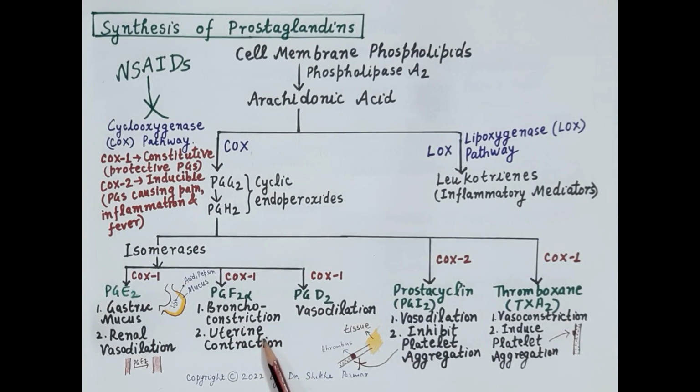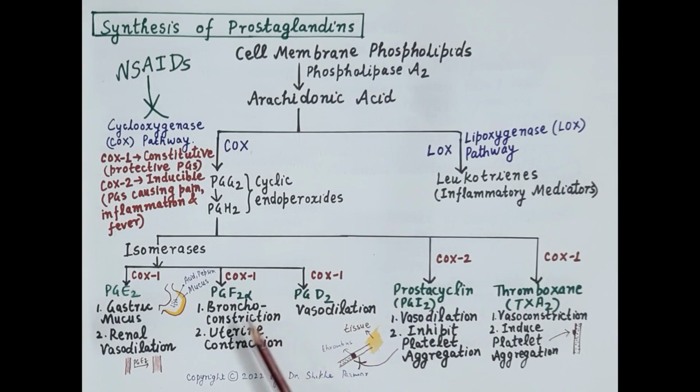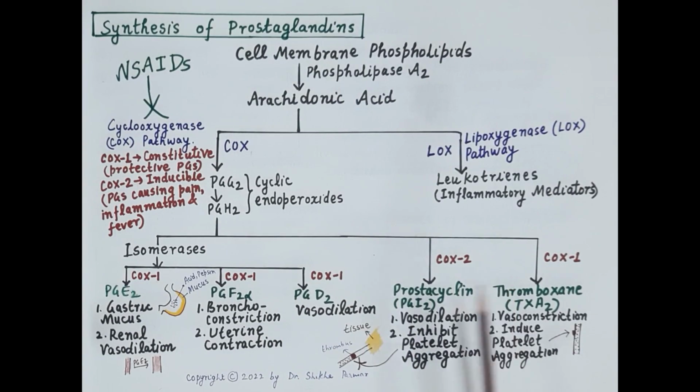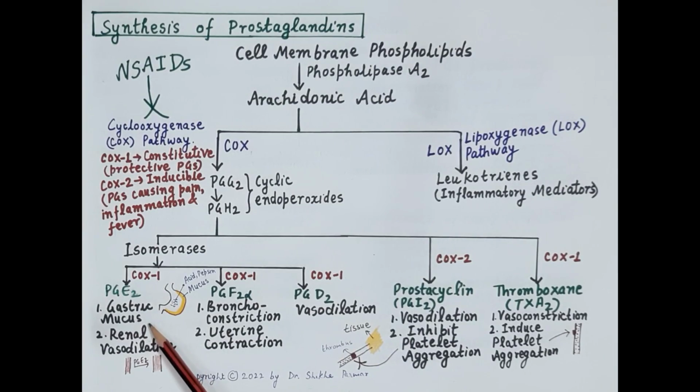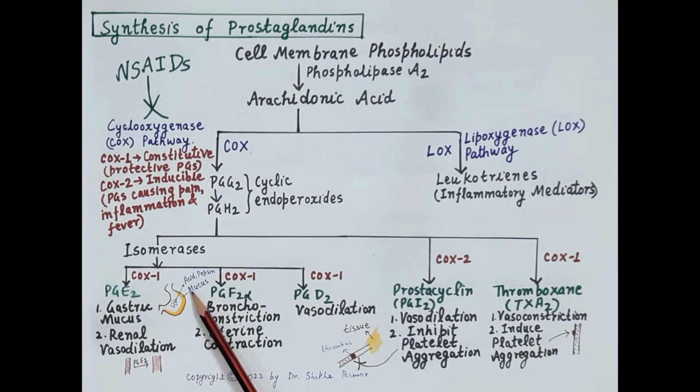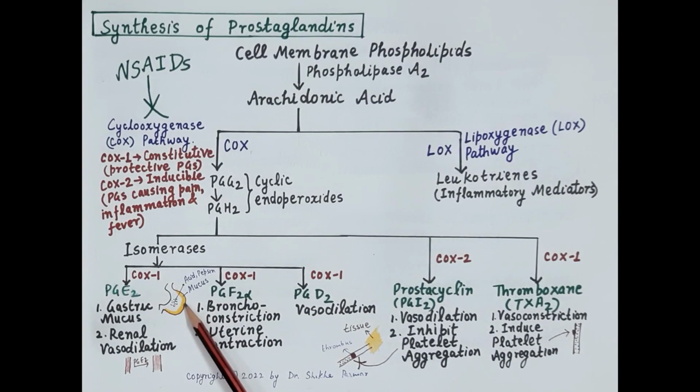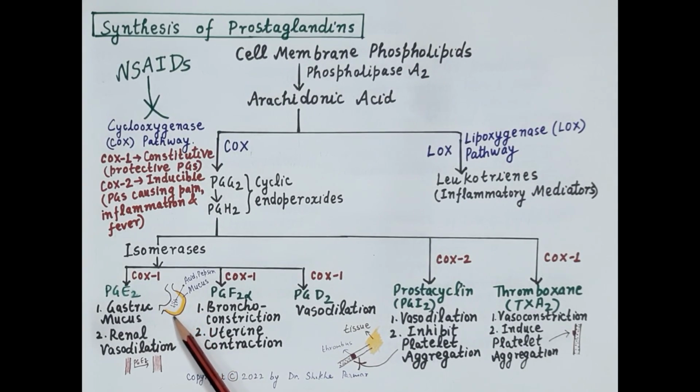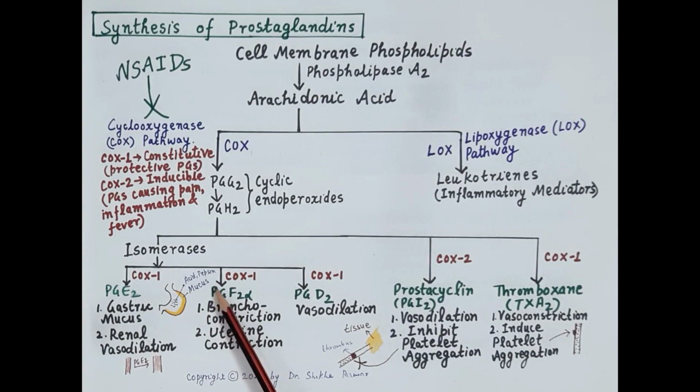Now, let's discuss the physiological or protective actions of these prostaglandins. First is prostaglandin E2. This prostaglandin E2 is produced by the stimulation of cyclooxygenase 1. Prostaglandin E2 stimulates the secretion of gastric mucus. Look at this figure of the stomach. Mucus is shown here in the yellow color. Mucus produces a thick covering on the wall of the stomach and duodenum. Mucus protects the gastroduodenal wall from the corrosive effect of acid, pepsin and gastrin.